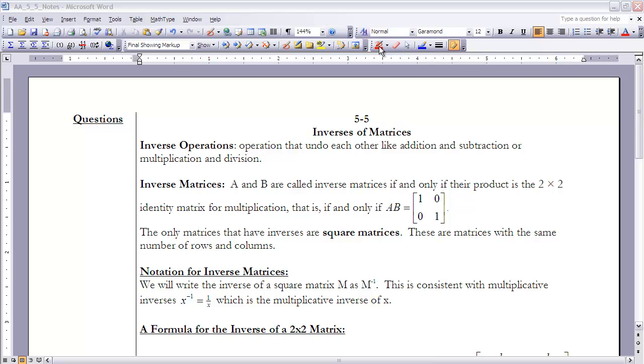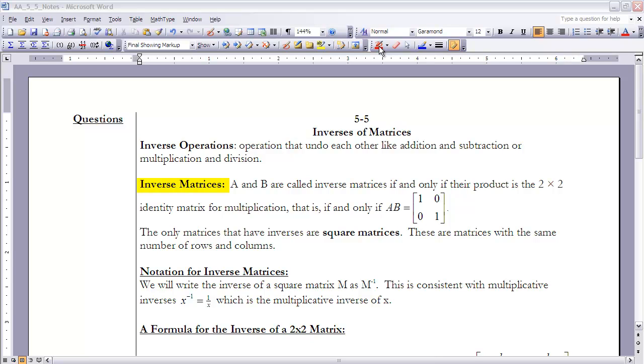Okay? Well, we can look at inverses as it pertains to matrices. And now, the only type of matrices that actually have inverses are square matrices. But what we're most interested in, at least right now, is 2 by 2 matrices. Okay? And 2 by 2 matrices, or most 2 by 2 matrices, have inverses.